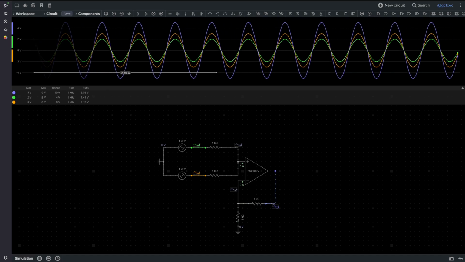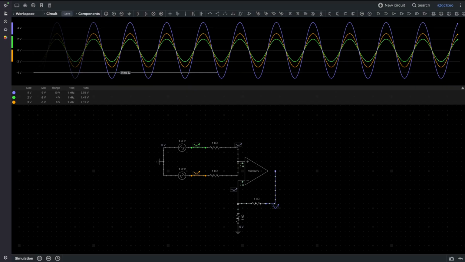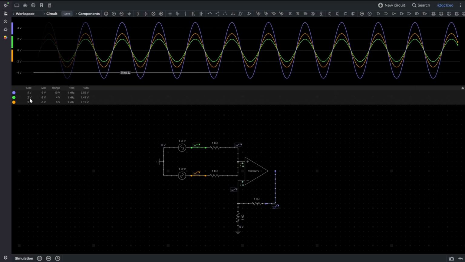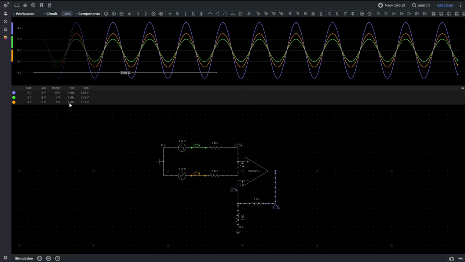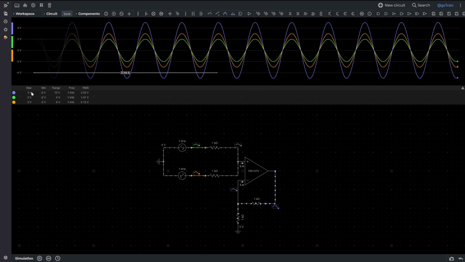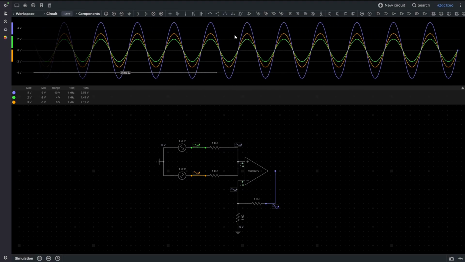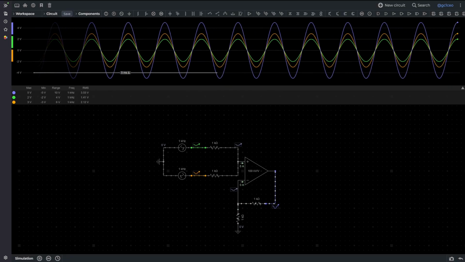Now here we're looking at a non-inverting summing amplifier. We're only dealing with 2 values right here, but yeah, we've got 2 volts at 1 kilohertz. We've got 3 volts at 1 kilohertz. And surprise, surprise, we're getting a total of 5 volts at 1 kilohertz. And keep in mind, everything's in phase with non-inverting.